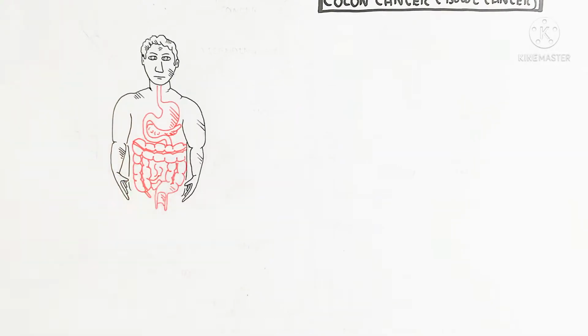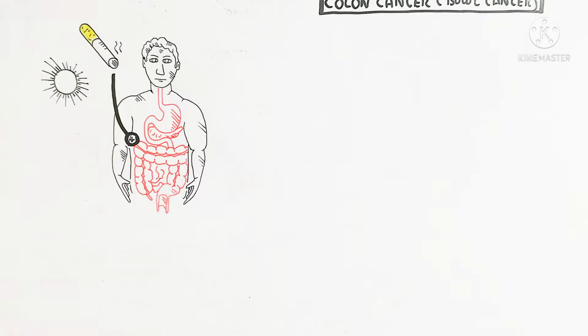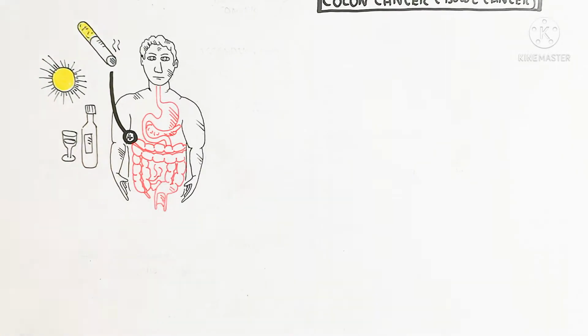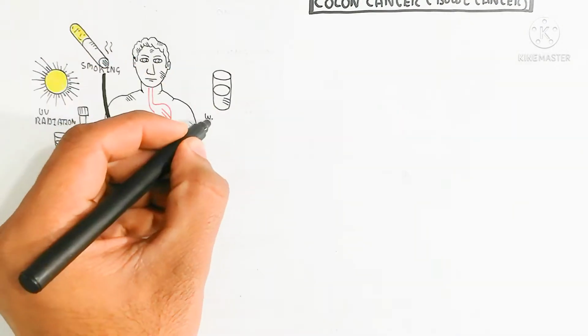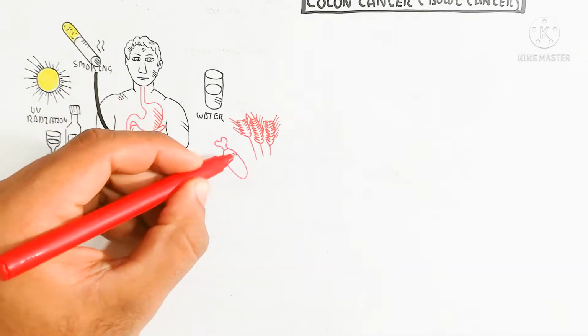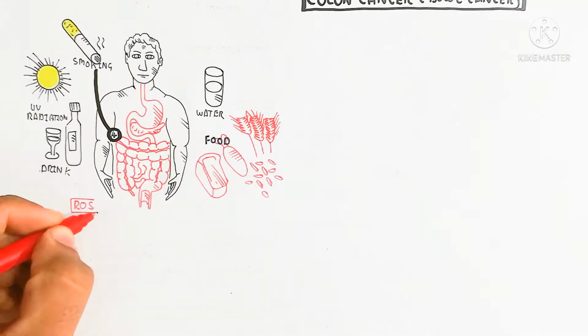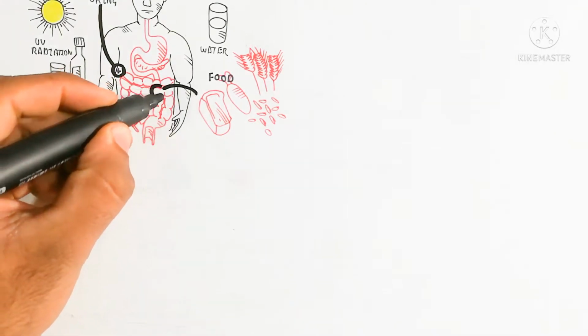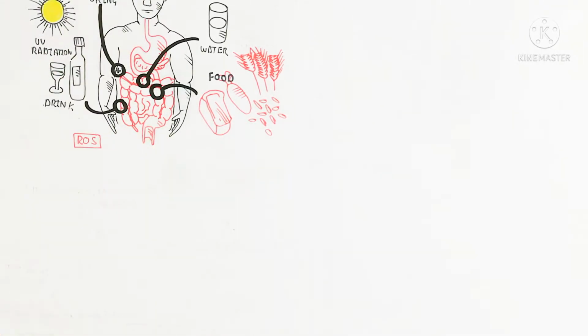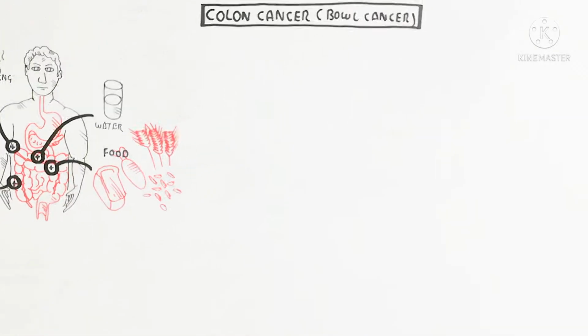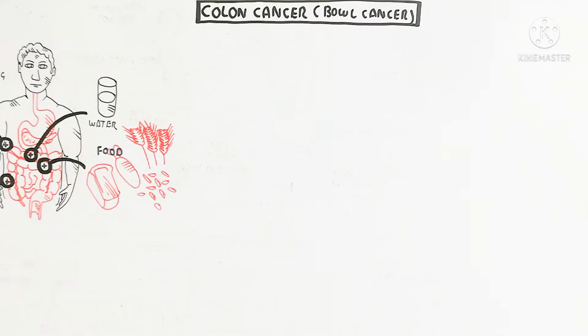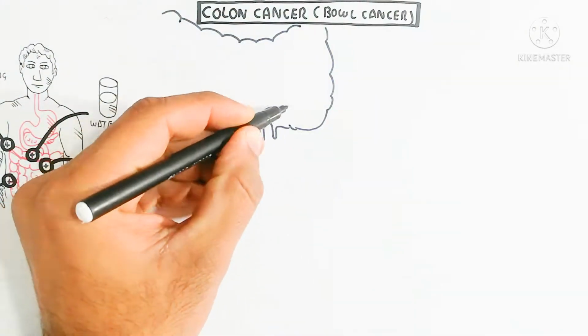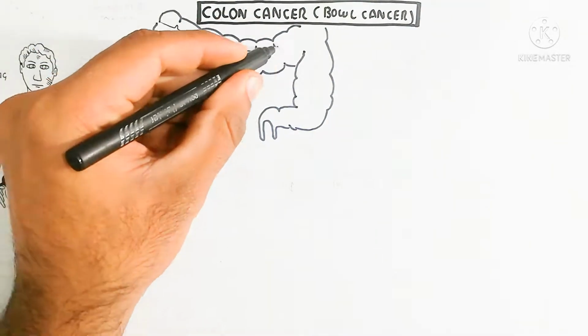Here is a person who has a digestive system, and it can be affected by environmental stress, for example smoking, food poisoning or food changes, water pollution and food pollution or food toxicity. On the other hand, reactive oxygen species, excessive drinking, or ultraviolet radiation.